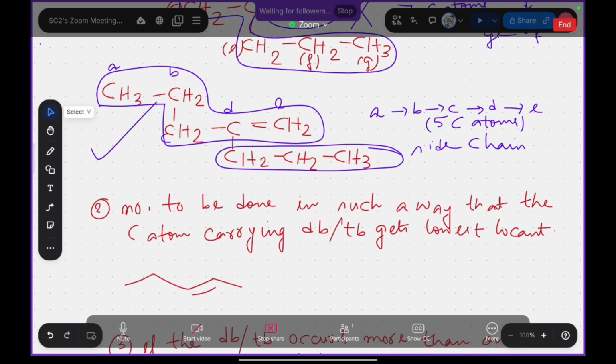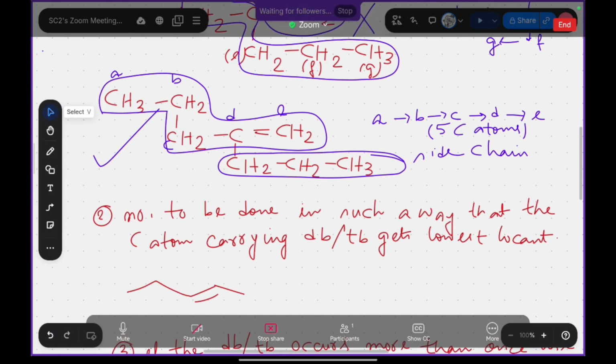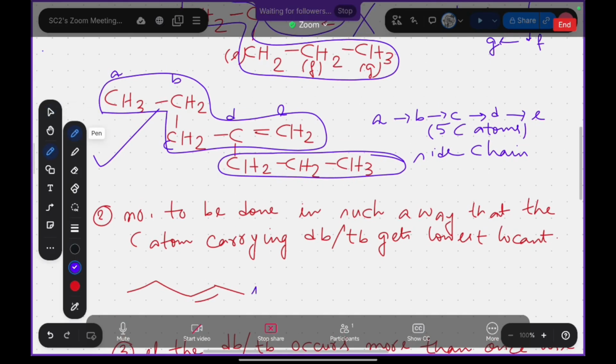It should be done in such a way that the carbon atom bearing the double bond or triple bond gets the lowest locant. That means for this compound, if I number from the right hand side, the locants come to be 1, 2, 3, 4, 5. That means the double bond is at the 2 and 3 position. If I start numbering from the right hand side, then the double bond is at the 2 and 3 position.